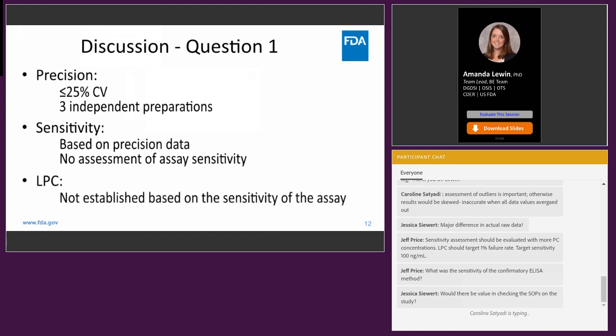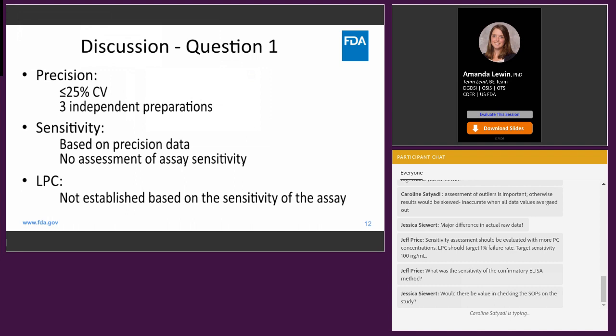And finally, the LPC was set before sensitivity was even determined. So it was not based on sensitivity. It was arbitrarily chosen. Maybe the site has development data that they used, but as far as the validation is concerned, it was not based on the performance of the assay.